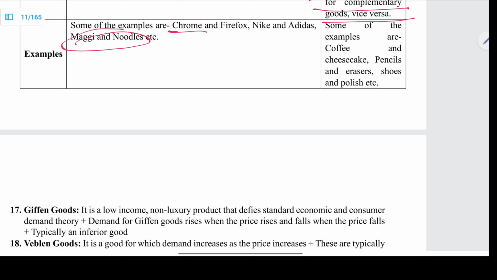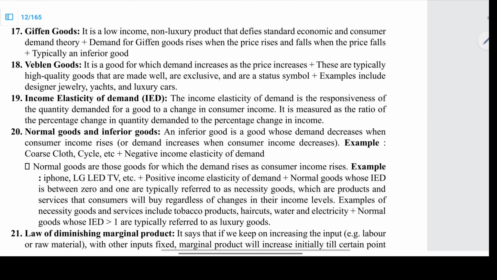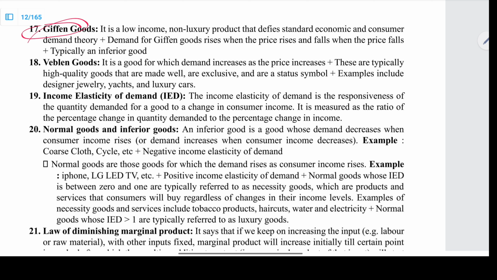Examples are Chrome and Firefox, Nike and Adidas, coffee and tea, pencil and eraser, shoes and polish. Giffen good is used by the poor. You could say economically low income people are using Giffen goods. Veblen goods are used by the high class people, right? Giffen, and then we have Veblen.